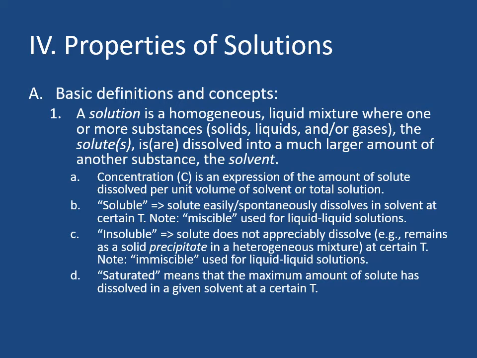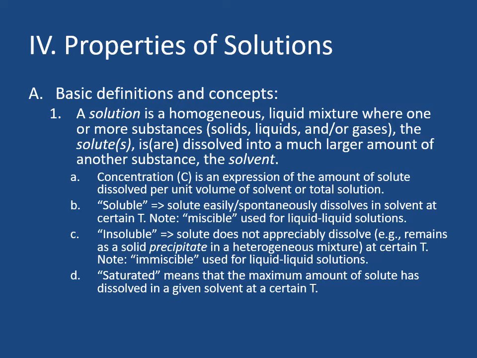And that can actually be solids, liquids, and gases. Most of what we're going to do are going to be a solid dissolving in a liquid, and occasionally a liquid dissolving in a liquid. And concentration, we've done that before. Most common unit of concentration in chemistry is molarity. And then soluble, fine. If a solid dissolves in a liquid, it's soluble. If it's one liquid dissolving in another liquid, that's called miscible.